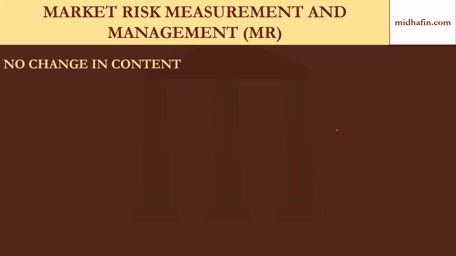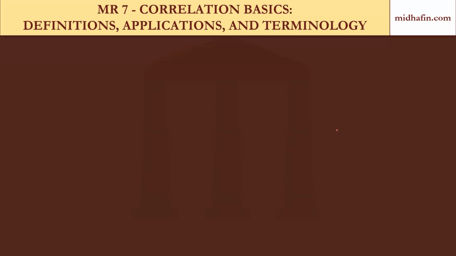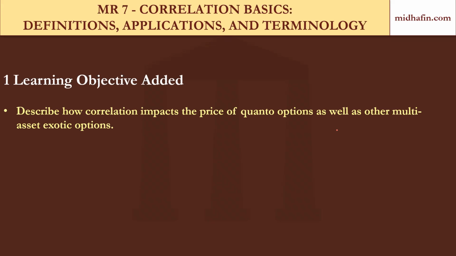There is no change in the content in market risk. Only one learning objective has been added in the 7th chapter, MR7, which is correlation basics, definitions, application, and terminology. So what learning objective has been added? Describe how correlation impacts the price of quanto options as well as other multi-asset exotic options.